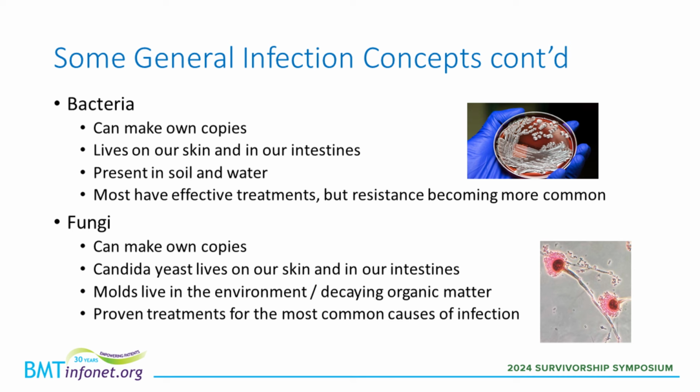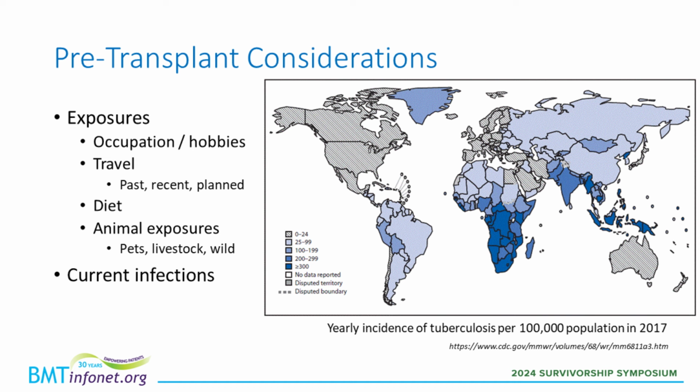So going into a transplant or CAR T-cell therapy, there are several things that we consider, one of which is your past exposures. You may be asked questions about your occupation or hobbies, travel you may have done, any aspects of your diet, and possible animal exposures as well. And I'm actually going to be discussing these types of exposures in more detail, and the potential infection risk, when we're talking about lifestyle modifications to consider after transplantation to help decrease your risk for infection.